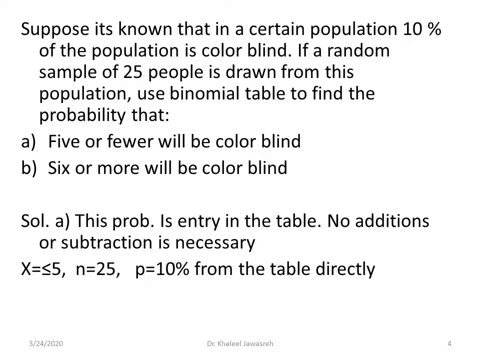What does it mean? It means that x is less than or equal to 5. In here from the question, n is 25. The probability of being colorblind is 10%, and directly from the table we can obtain the probability of x less than or equal to 5, which will be 0.9666. It's a direct question. We directly pick this number from the table, and that's it.